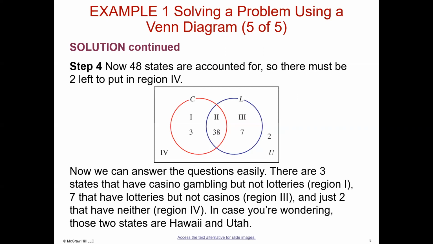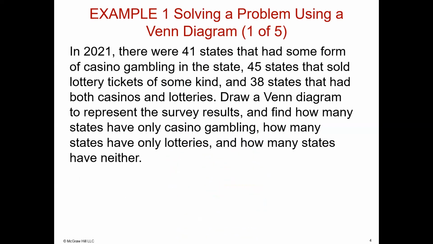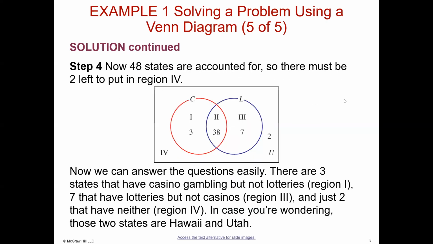And what questions were being asked here? Well, it says, how many states have only casino gambling? Only casino gambling. There would be 3. Exactly. Only 3 states have casino gambling, but no lotteries. The next question is, how many states have lotteries, but no casinos? 7. There are 7, exactly. And finally, how many states have neither casinos or lotteries? 2. That would be 2.